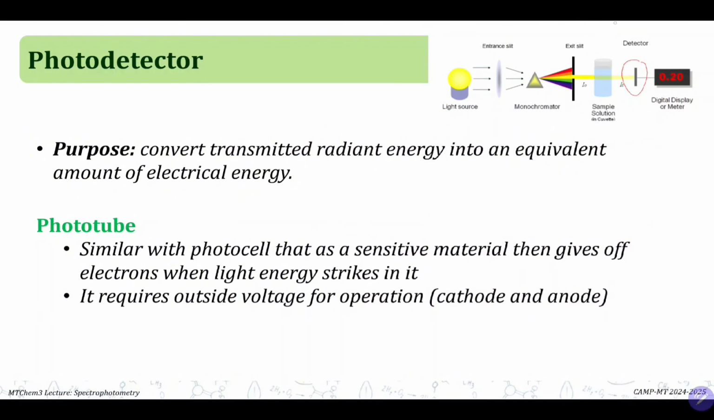Next type of photodetector is your phototube. This is similar to your photocell, that has a sensitive material, then gives off electrons when light energy strikes it. It requires outside voltage for operation. Okay, so it has a cathode and anode. This is what is unique to it compared with the photocell.